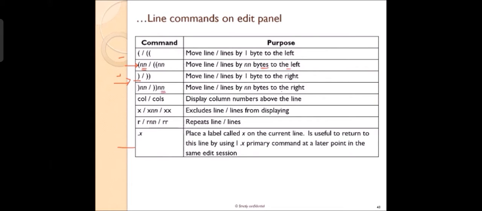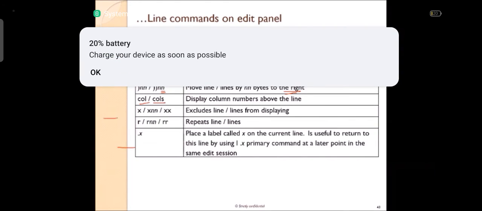Similarly, this nn means the number of bytes you need to move to the right. The easiest way to remember this is this bracket will move things in this direction, and this bracket will move things in this direction. That is the easier way to remember it. Similarly, column numbers can be displayed by using the cols or columns line command. XR we will cover at a later point in time after I do a demo.